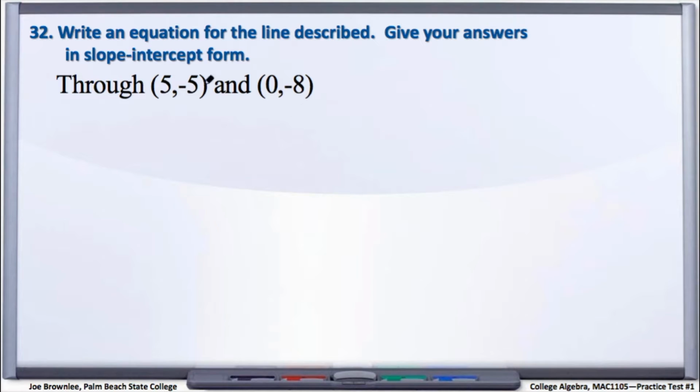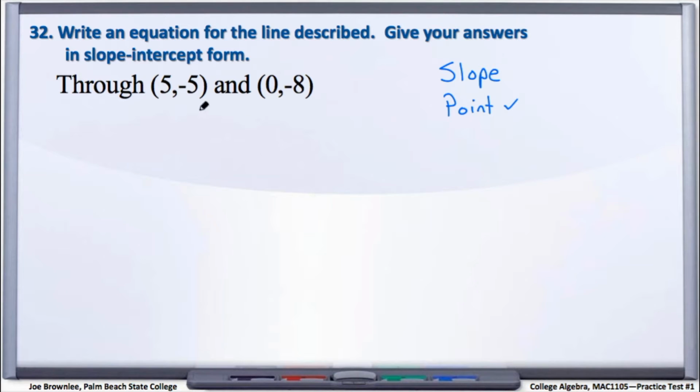And using this information, we now have to write an equation for a line that goes through these 2 points. You may recall that we need 2 pieces of information in order to write an equation for a line. We need a slope and we need a point. Well, we already have a point, don't we? We have (5, -5) and (0, -8). So in fact, we have 2 points. All right, so we've got at least a point. But do we have a slope?